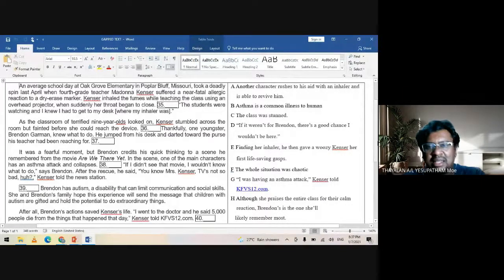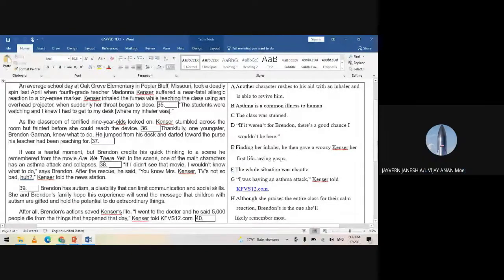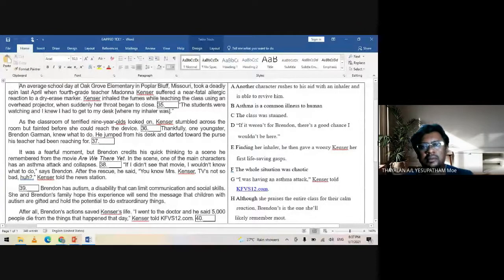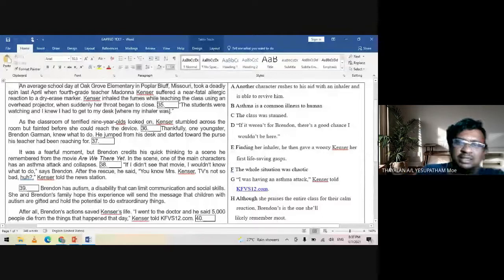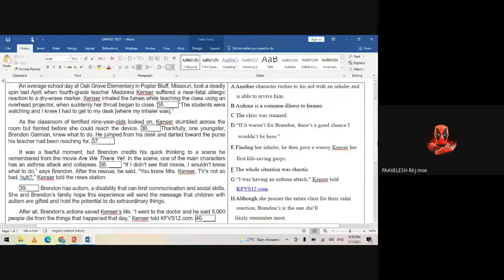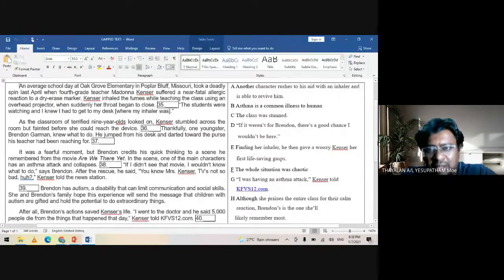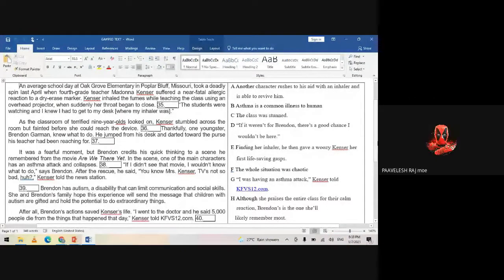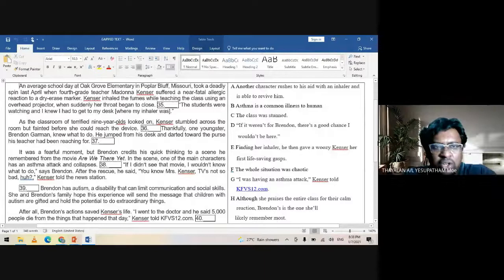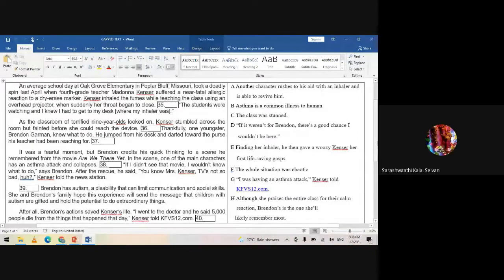A, B, C, D, E, F, G, H. What do you think is the right answer? C. Can anyone tell me? The class was stunned. Does it speak anything about it? The students were watching and I knew I had to get to my desk. So is it C? No. A, sir. Does the character rush to his aid already? No. F, sir. There was the situation already chaotic. She's just experiencing an attack. Sir, H cannot.